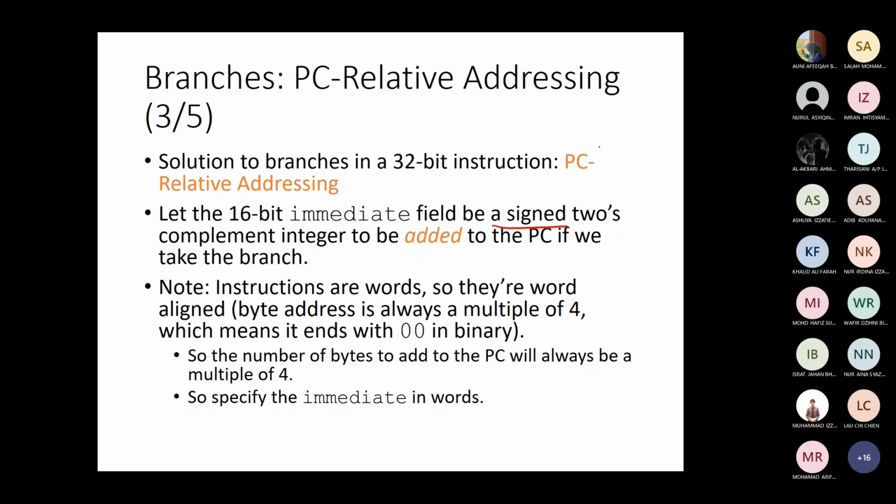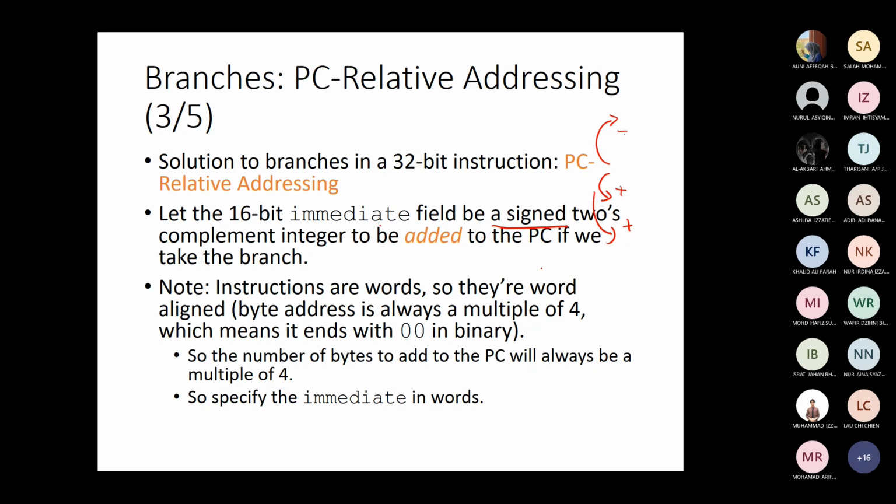Remember, sometimes we jump before the current instruction, or sometimes we jump to a later instruction. If we jump back toward the top, before the current instruction, we need to subtract. But if we go down, we can just add it. So this plus and minus becomes the sign of the 16-bit immediate.